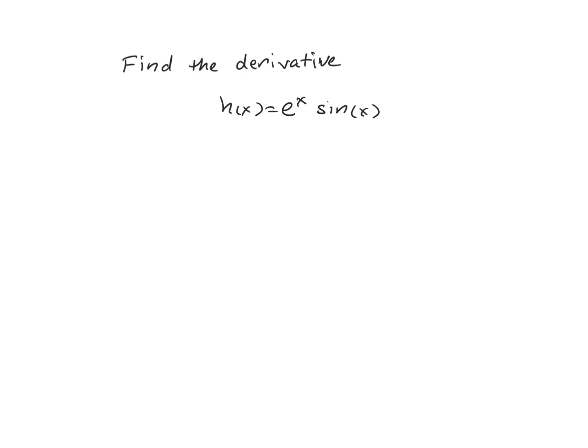Okay, so for this video, we're going to find the derivative of h of x as e to the x times the sine of x. And for this problem, we're going to use the product rule, and that product rule is where we take the derivative of the product of f of x times g of x.